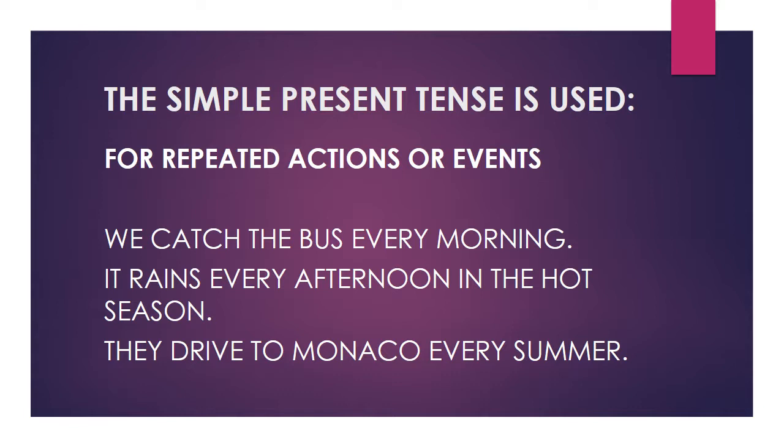The simple present tense is used for repeated actions or events. We catch the bus every morning. It rains every afternoon in the hot season. Or they drive to Monaco every summer. So a lot of repeated actions here.